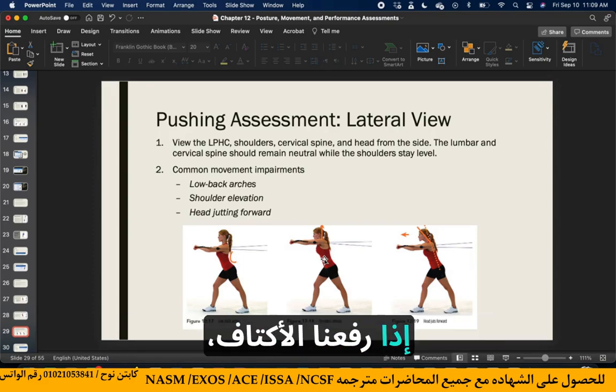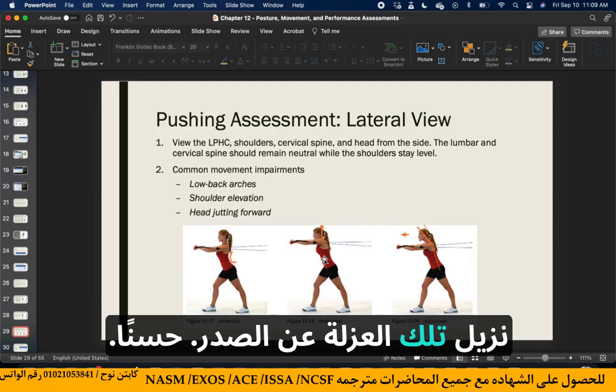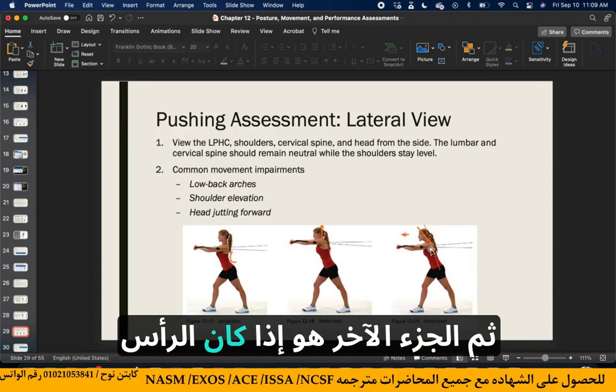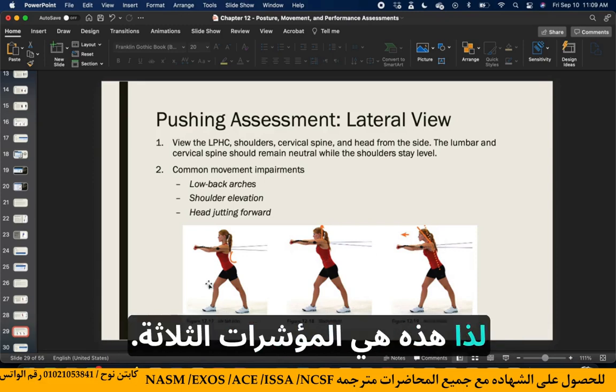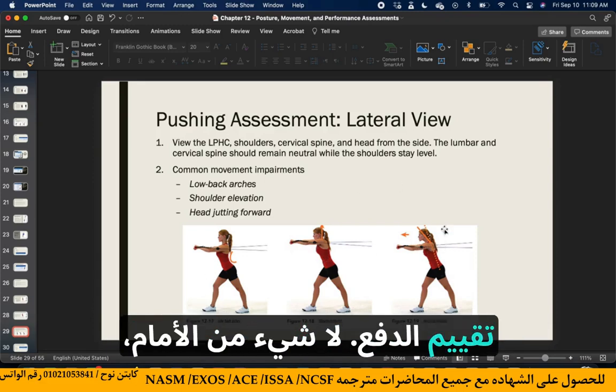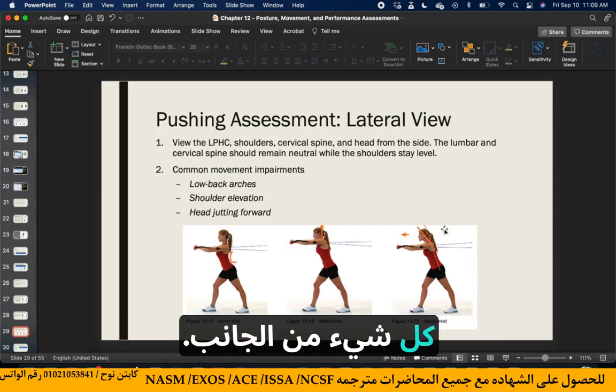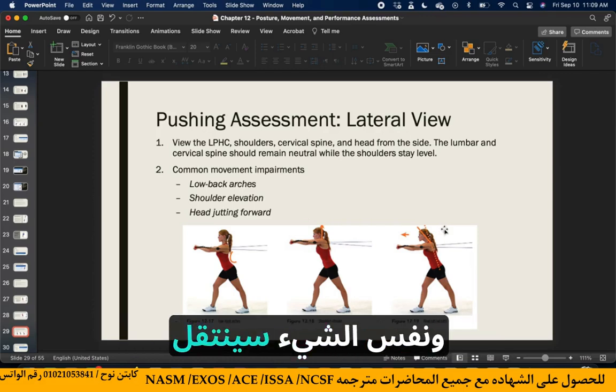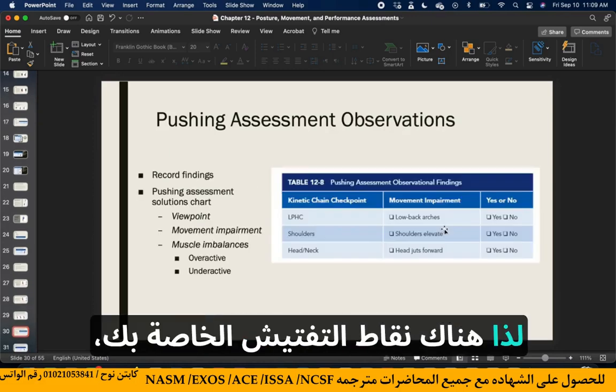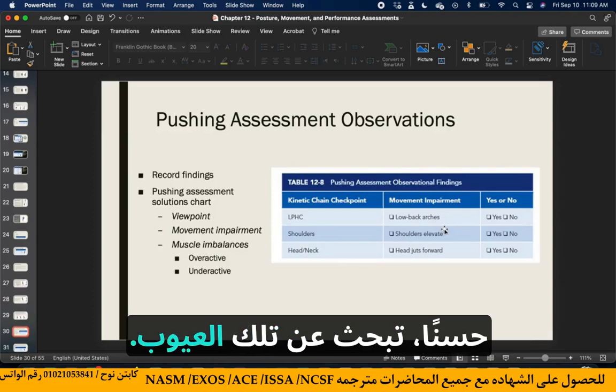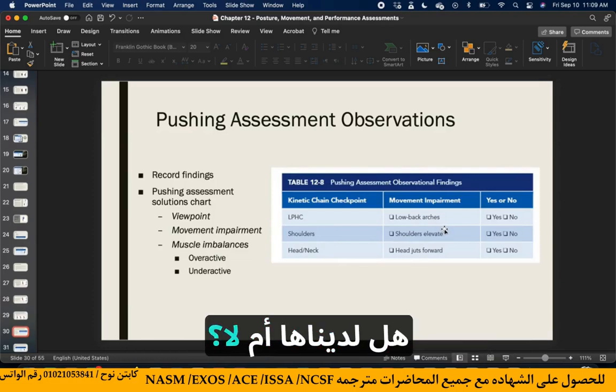If we elevate the shoulders, we take off that isolation of the chest. And then the other part is if the head juts forward. Those are 3 indicators. Pushing assessment, nothing from the front, everything from the lateral. The same thing is going to carry over to the pulling as well. So there's your checkpoints, looking for those impairments. Do we have them or not?